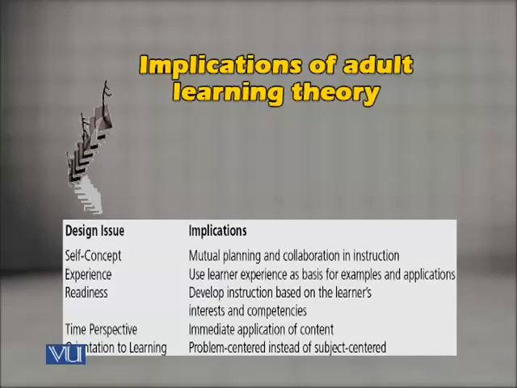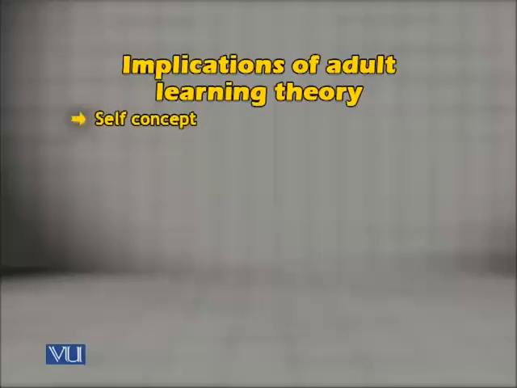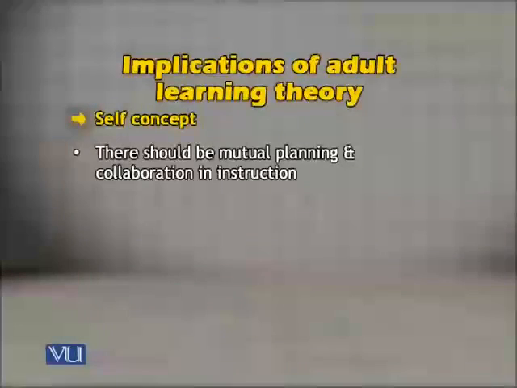So the first design issue according to adult learning theory is self-concept. So when you talk about self-concept, it is that adults, they need to understand, they need to be self-directed, they need to have an understanding of the learning outcomes. Therefore, the implication of that is that there should be mutual planning and collaboration in instruction.